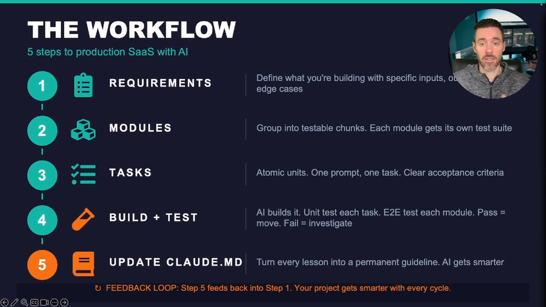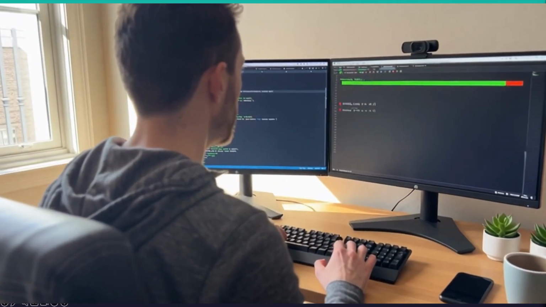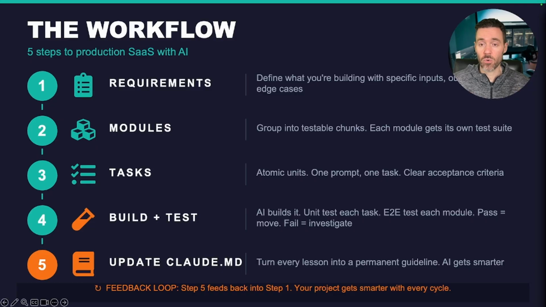Now, the key insight is this. You never ask AI to build something vague. You ask it to build something specific with clear acceptance criteria, and you verify it works before moving forward. That's the whole game. It's an iterative approach to real progress.